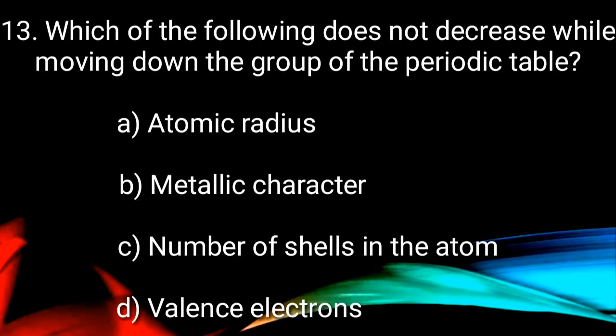Which of the following does not decrease while moving down the group of the periodic table? Option A: radius. Option B: metallic character. Option C: number of shells in the atom. Option D: valence electrons.